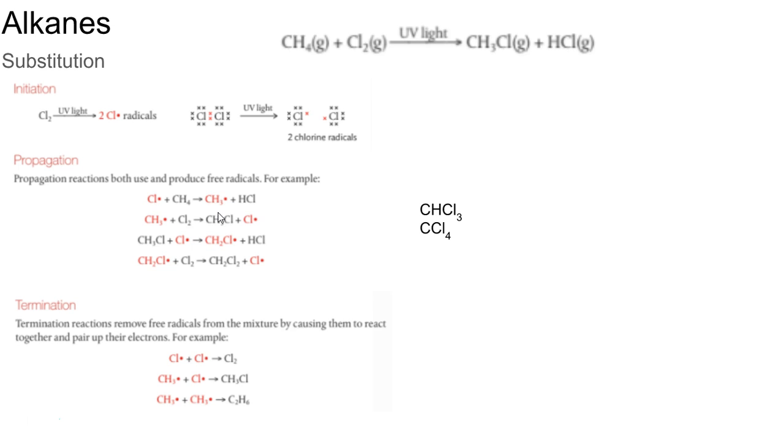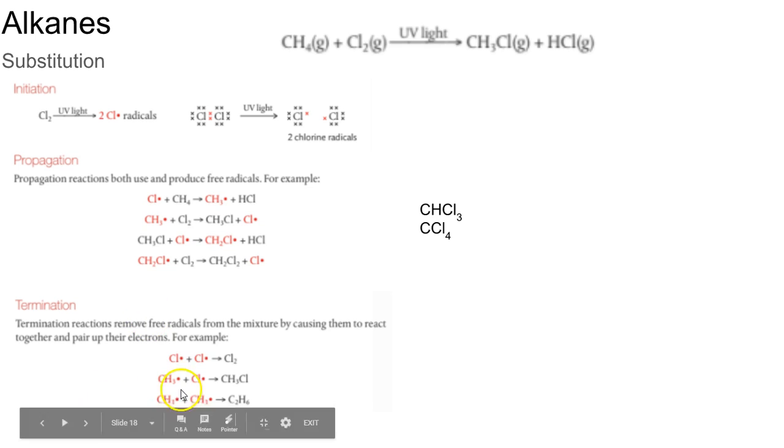The last step, the termination step, is going to remove the free radicals from the mixture by reacting two radicals together. In the end, we could get chlorine gas, which is what we had in the beginning, or we could get the CH3Cl combining, which is what we want, or we could have the methyl radicals combining together to make ethane. As you can see, we get a whole wide variety of things from this reaction, but maybe the only thing that we wanted was CH3Cl.